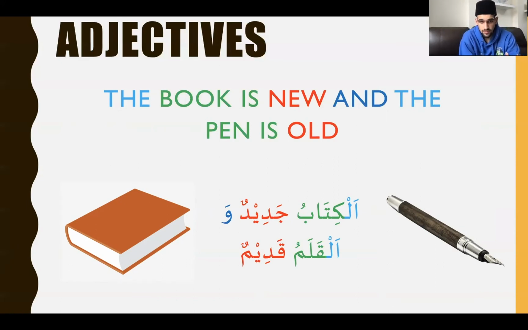is old. The word jadid you might recognize when we talk about tahrik jadid and waqf jadid. So jadid here means new, so a new movement. So that's تحريك جديد. الكتاب جديد, the book is new. والقلم قديم, and the pen is old. So a lot of new words, mainly the adjective words.